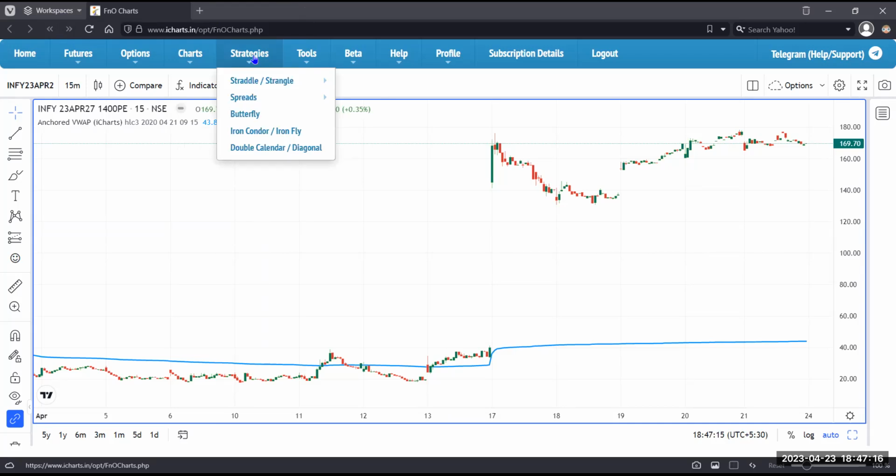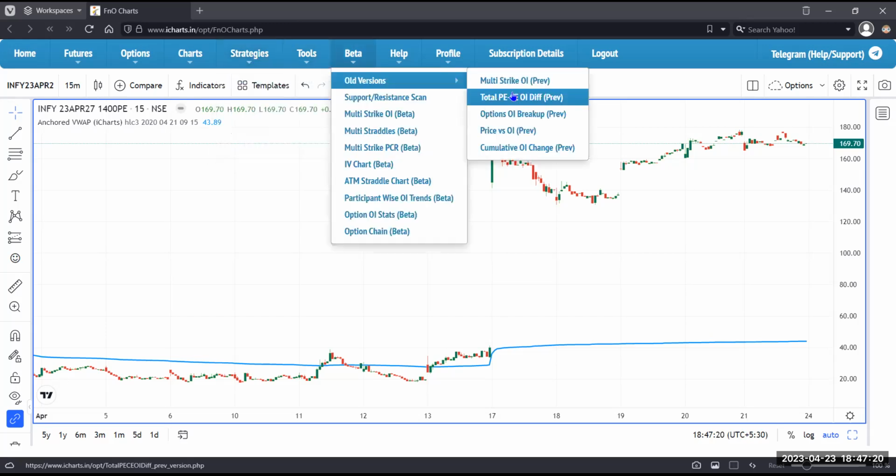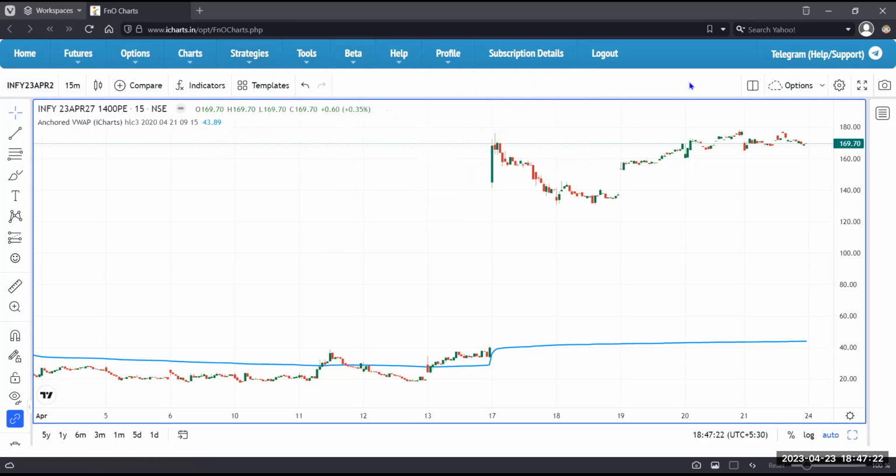Sir, can you explain something about future hedge? How to hedge a futures position using options? Okay. See, one way you can do it has to be part of your whole strategy setup.